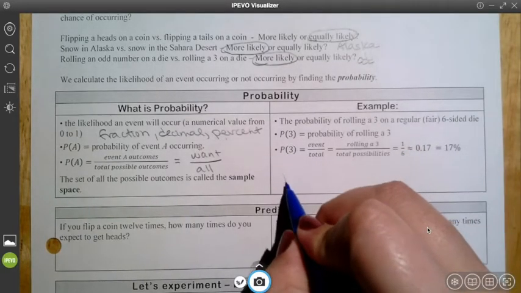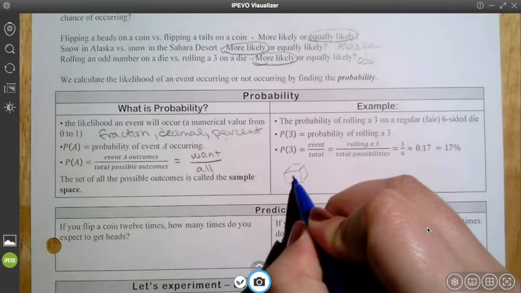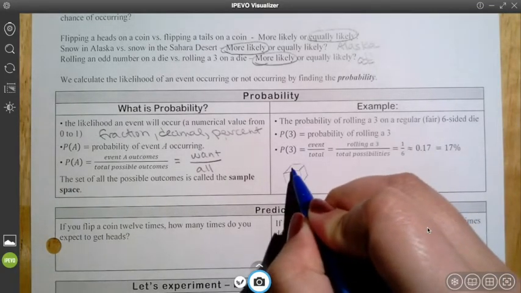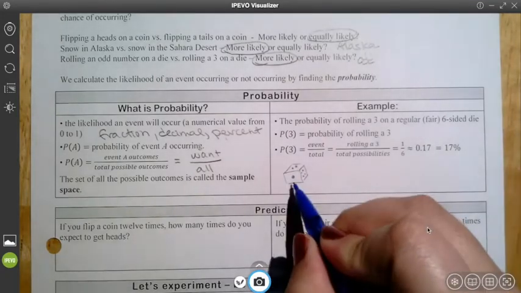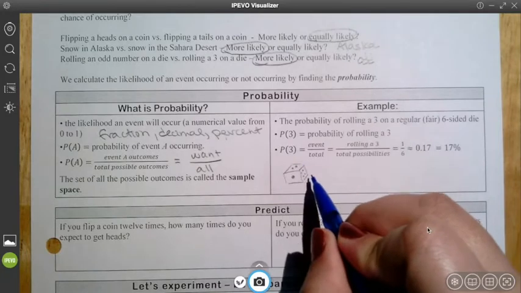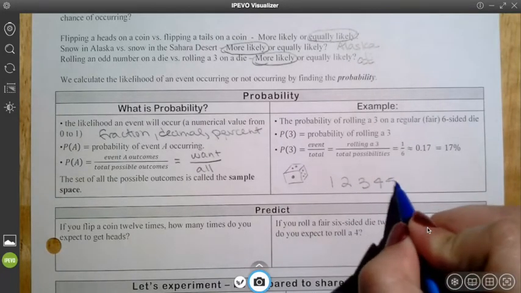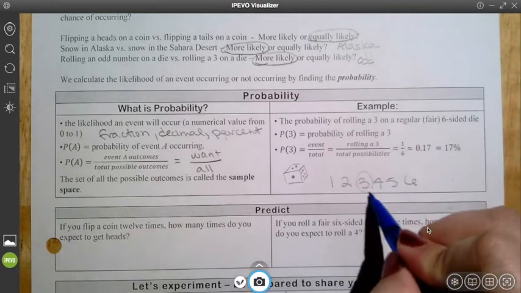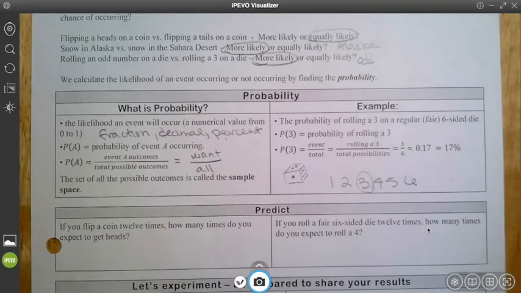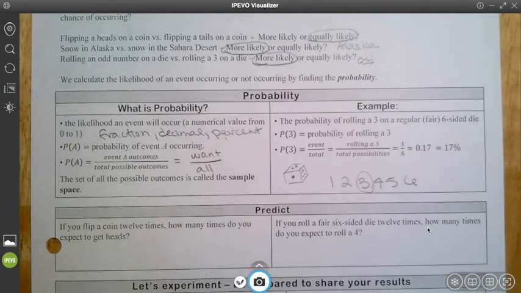So if we're looking at a die, right, we have 1, 2, and so if I look at all of the sides of a die, my options are 1, 2, 3, 4, 5, or 6. Now, if I want to roll a 3, only one of those options would count as a success, but I have 6 total possible outcomes.